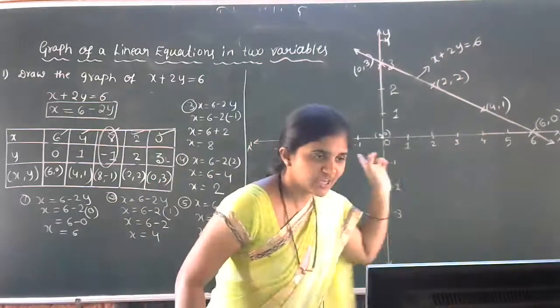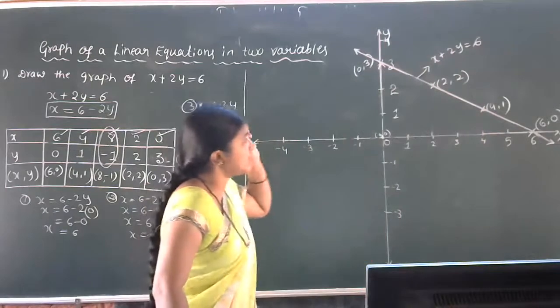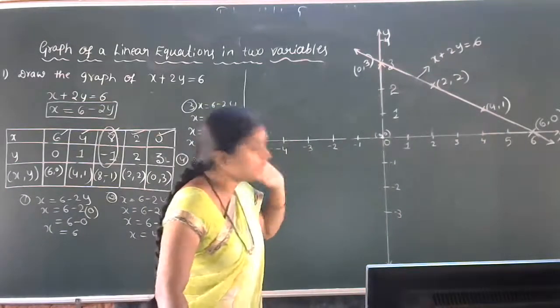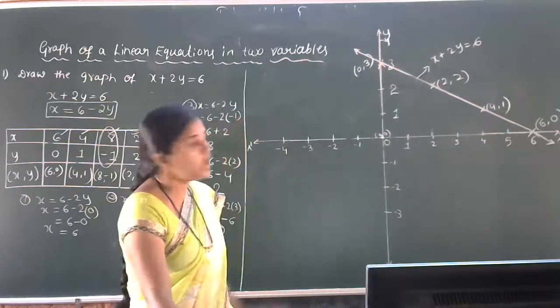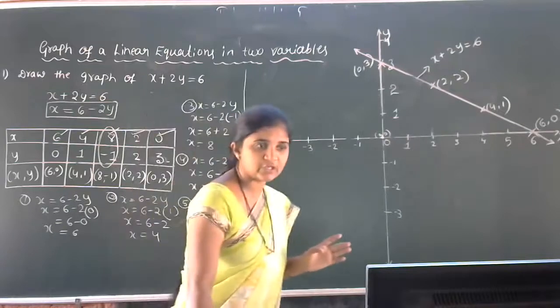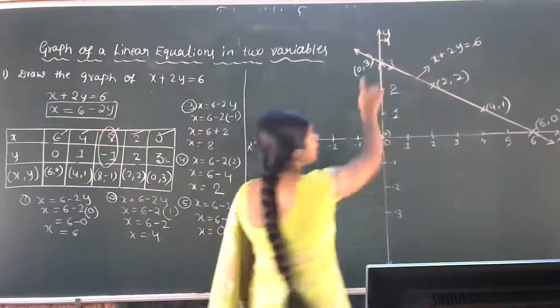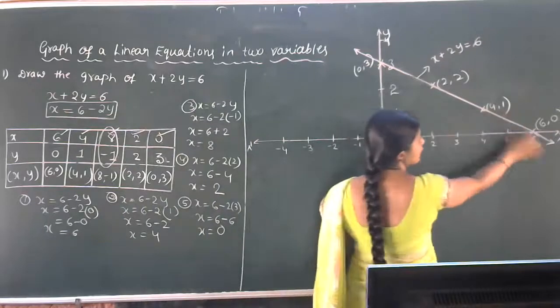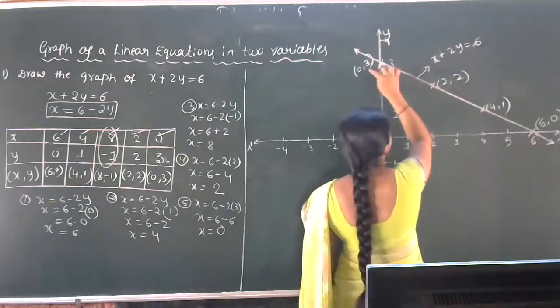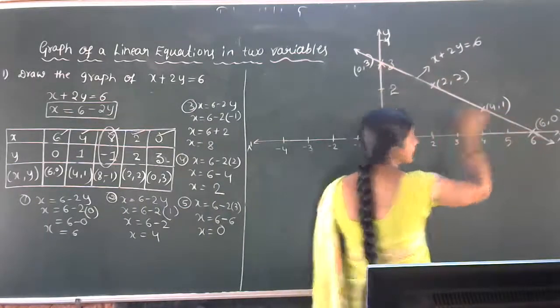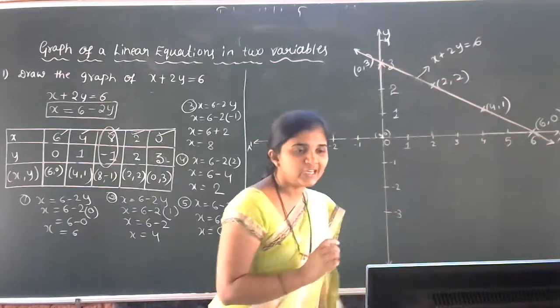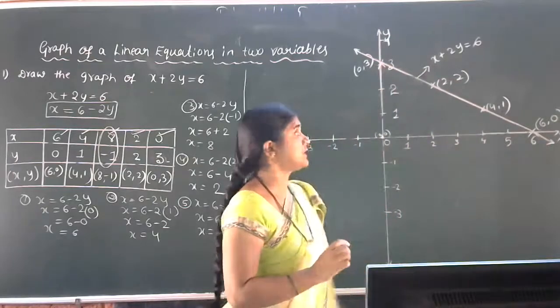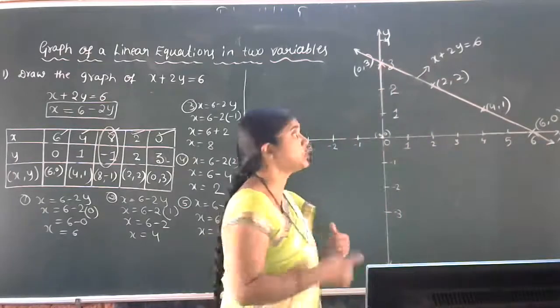You got the straight line now. So (0, 3), (2, 2), (4, 1) and (6, 0) are the solutions of the linear equation in two variables. See here, all four points lie on the same line. Then you can think that these four points are nothing but the solutions of the linear equation in two variables, that is x plus 2y equals 6.